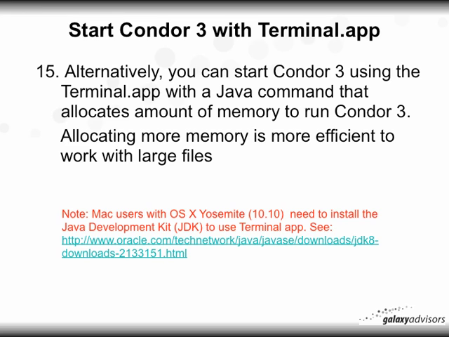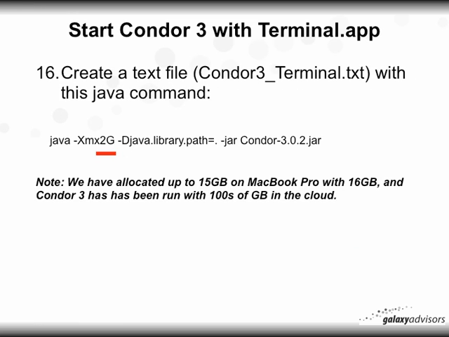So see this link, I have it again. This link is in the show more below, and that's where you'll download the Java Development Kit if you haven't already done so. Assuming that you have, then you create a text file such as condor3_terminal.txt, and you insert this Java command. What this Java command does is start the Condor jar with a set amount of allocation of memory. In this case, you'll see the 2G. You change the 2 to the appropriate amount of memory on your computer.